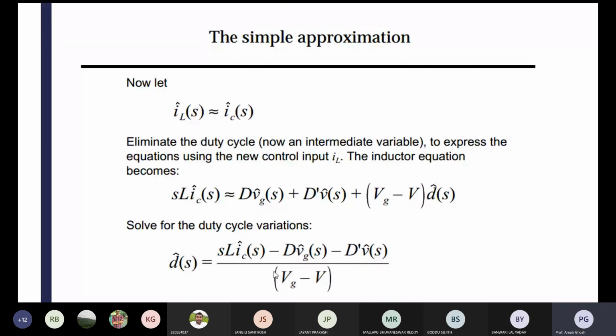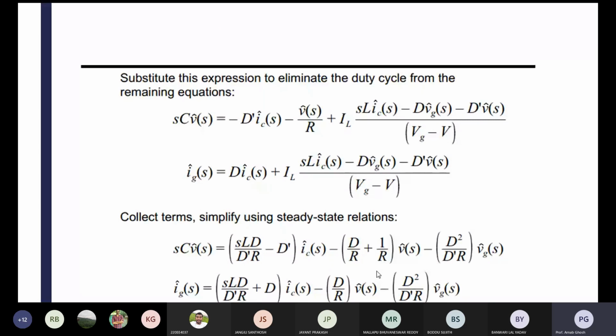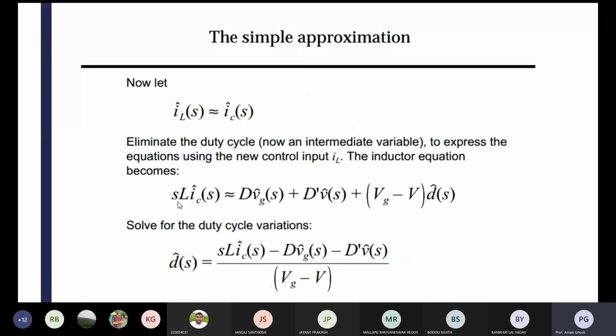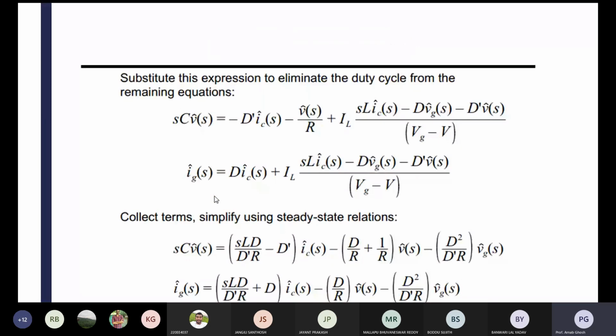Okay, the duty cycle variations after putting all those values and the approximated expressions. Then different steps are there. So you can calculate the input current. IGS means you are getting the expression of the input current. Okay, so from here you are getting the capacitor voltage. That expression is coming in the Laplace transformation. It is for the inductor current. Okay, it is for the inductor voltage expression, and then you are using that capacitor current. Okay, so with that Laplace transformation you are getting your input current expression.